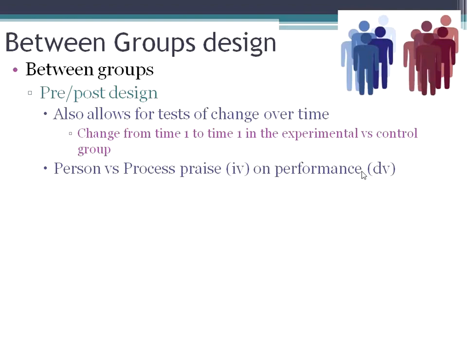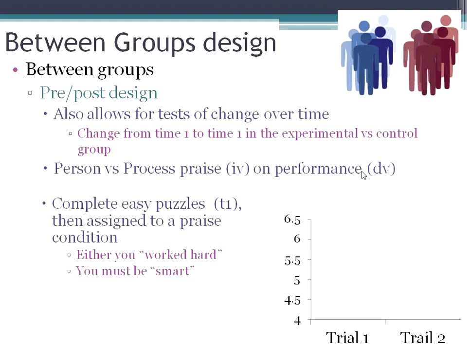So students are brought into the lab, they're given a series of puzzles to complete, and for the person praise group, after they complete the first set of puzzles at time 1, the researcher comes in and says, "Oh, look at you, you did such a good job completing these puzzles. You must be really smart." Right? So when the child asks, why did I do well in the puzzles? I did well because I am smart. That's something about me.